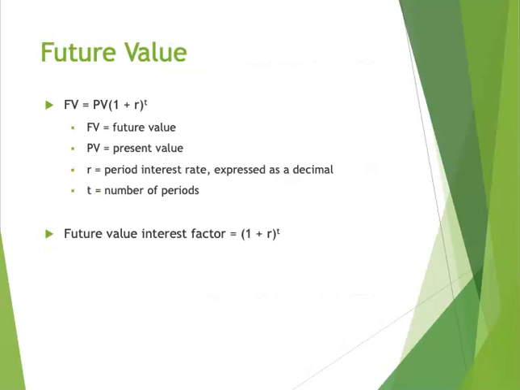So now let's look at how future value is calculated. Future value is the present value, which is the PV, times 1 plus the interest rate to the power t, which is the number of periods. And this 1 plus the interest rate to the power t is also known as the future value interest factor.